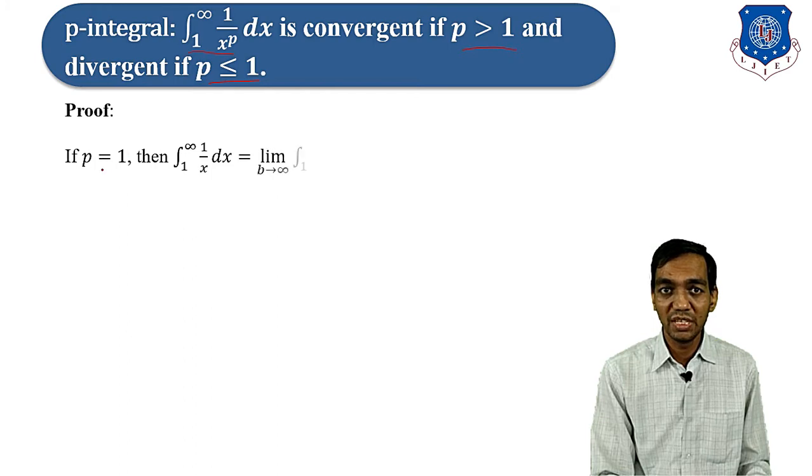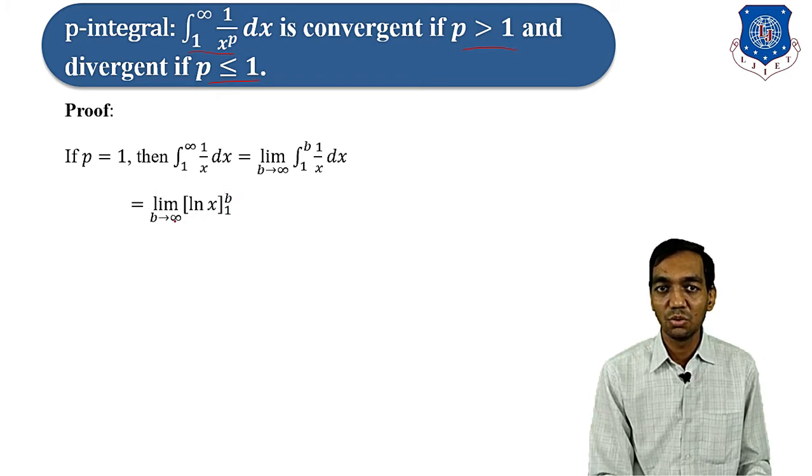First of all, suppose p is equal to 1. Then in that case your integration is reduced to the form of integration from 1 to infinity, 1 upon x dx. Now since the upper limit is infinite, we are replacing it with some constant b, and limit b tends to infinity, integration from 1 to b, 1 upon x dx. The integration of 1 upon x is log mod x, or you can simply write log x as it is greater than 0, and the limits are from 1 to b where b tends to infinity.